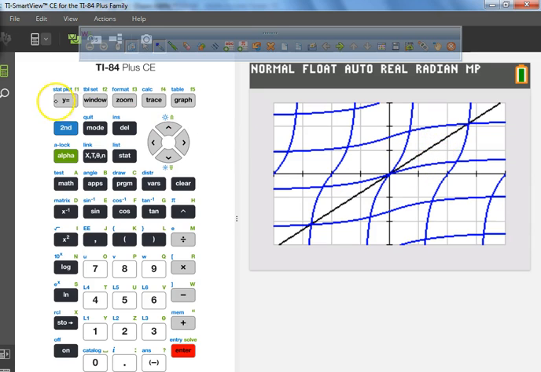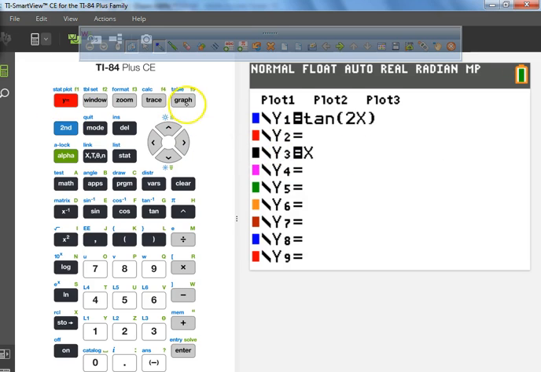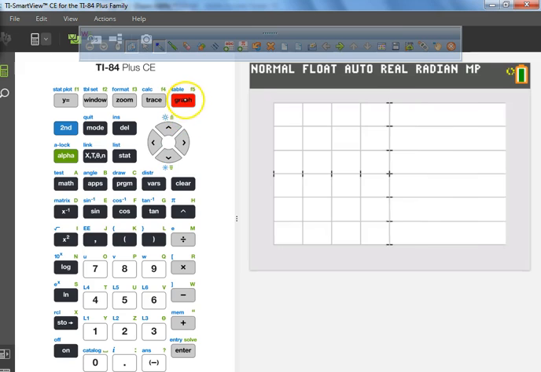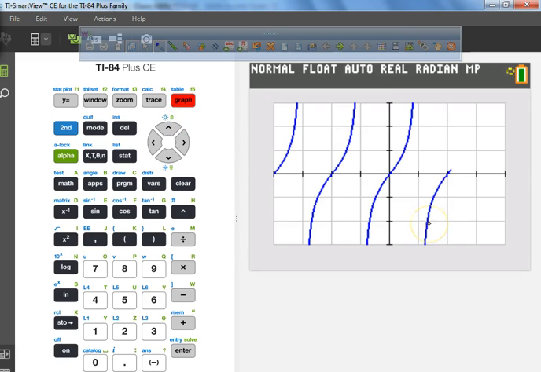Okay? So right now, I'm going to hit y equals. I'm going to go down here. I'm just going to hit x again. So this is what we have. I cleared off all those inverses, so this is what we have so far.